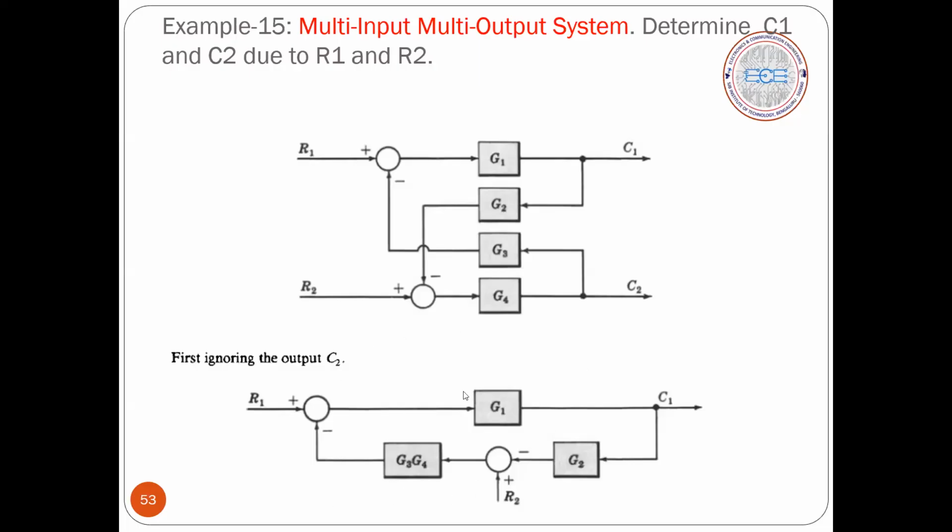Okay, so this is the rewritten block diagram keeping C2 0, which we have seen previously.